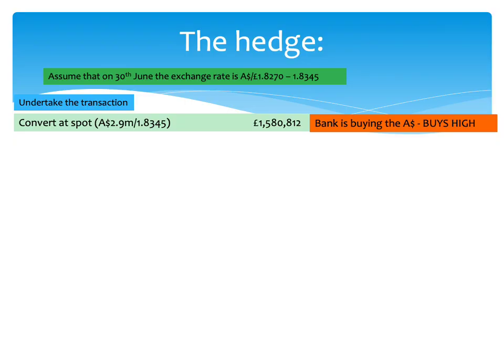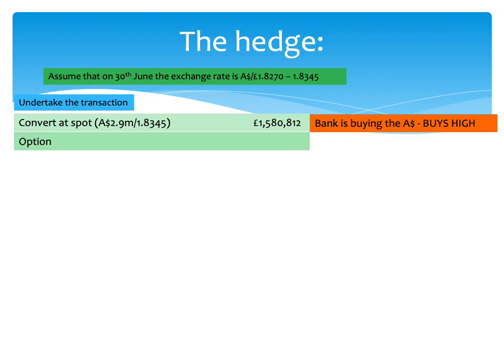The other way of remembering this is that the bank will always win. The bank will always charge you as much as it can and give you as little as it can. So given that this is a receipt, we're going to be receiving sterling from the bank, it will want to divide the dollars by as big a figure as possible. So it gives you as little as it can. So in this case, it's going to be the higher rate that we apply. So we end up with £1,580,812 from the underlying transaction.